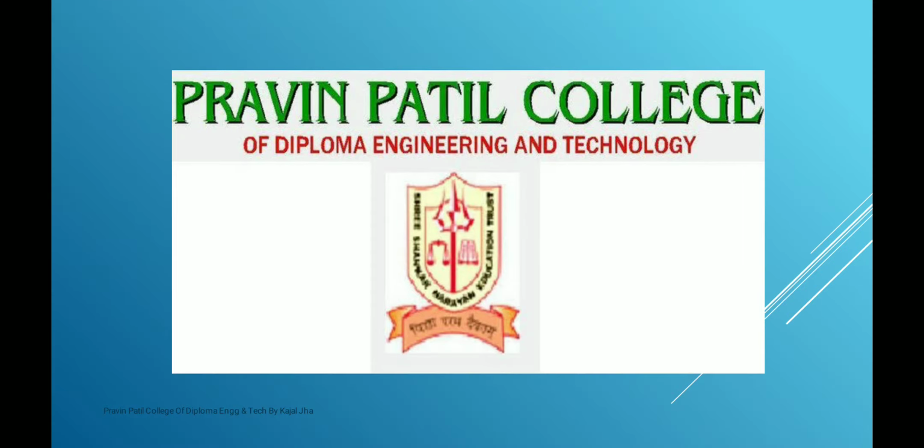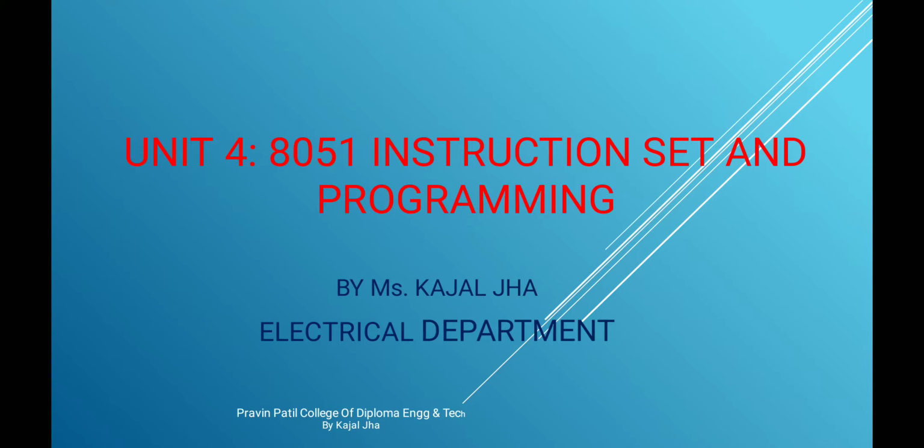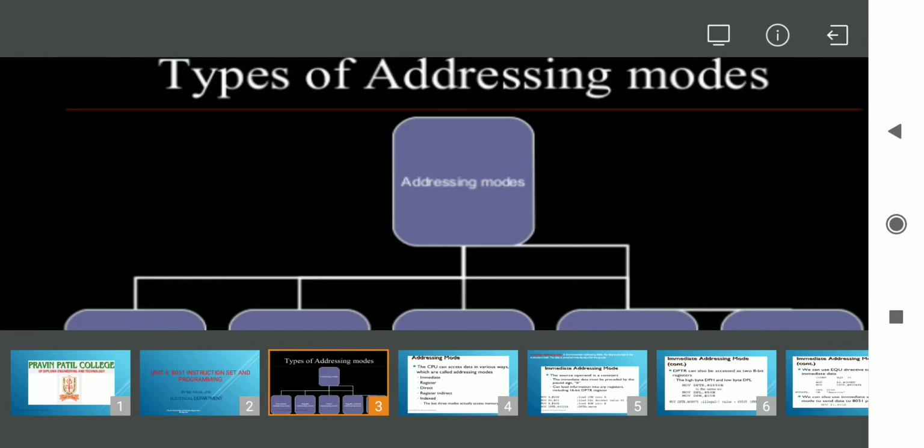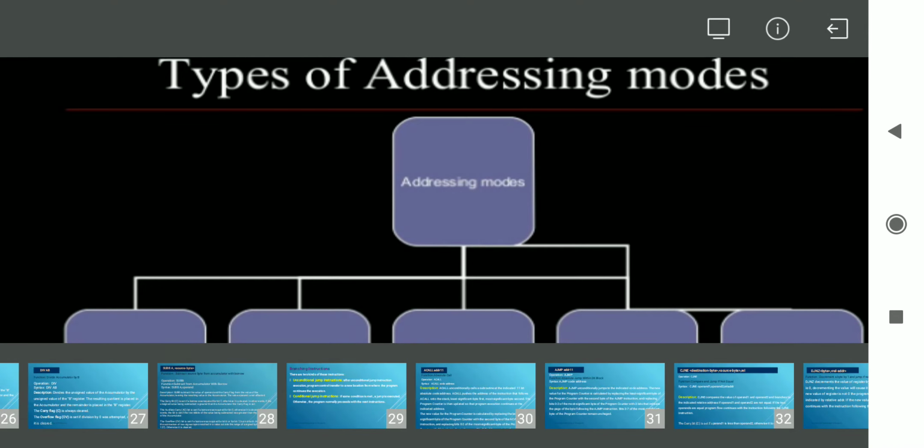Today's topic is instruction sets of Unit 4, that is 8051 instruction set and programming of the electrical department. In a previous video, we saw some instructions like jump instructions and arithmetic instructions. Now we will go for the next instruction which is remaining. Okay, so let's start.